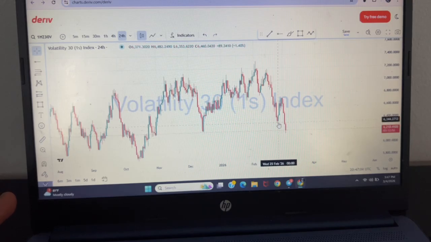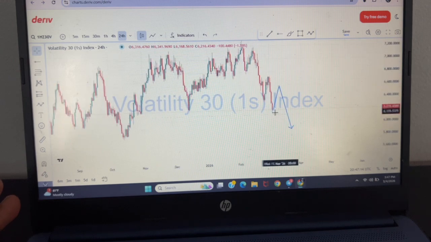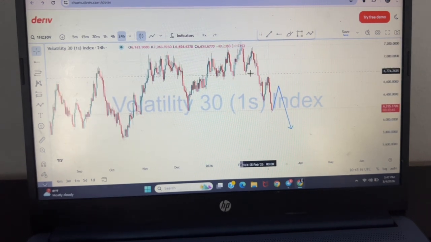You don't want to see price break this lower low right here. You want to see price do what, form a new lower low, pull back, come back to one of your zones, and then continue to sell. So you want to see price do this and then continue to form lower lows. So yeah, it's simple as that.